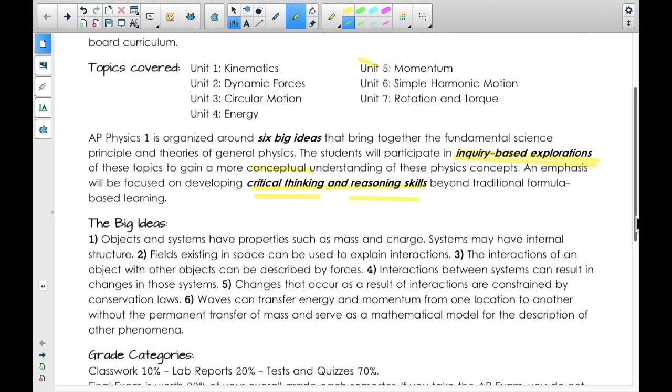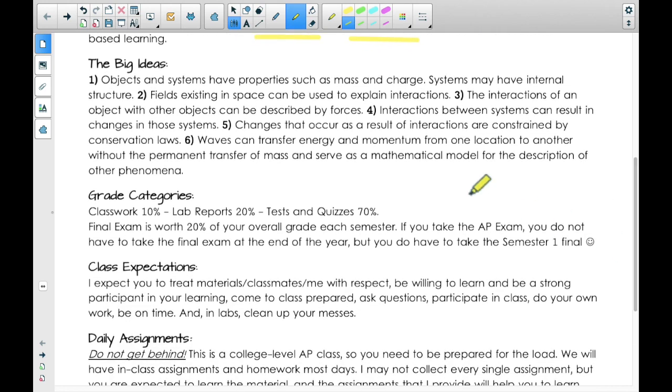Okay, the big ideas for the course are listed here. Objects and systems have properties such as mass and charge. Systems may have internal structure. Fields existing in space can be used to explain interactions. That means things like gravitation, electrical fields, magnetic fields, things like that. The interactions of an object with other objects can be described by forces, and those could be contact forces like a push or a pull, but they could also be non-contact forces like gravity or magnetism or electrical fields, electrical forces. So all of that is included, but again, we are not covering magnetism or electricity in this class.